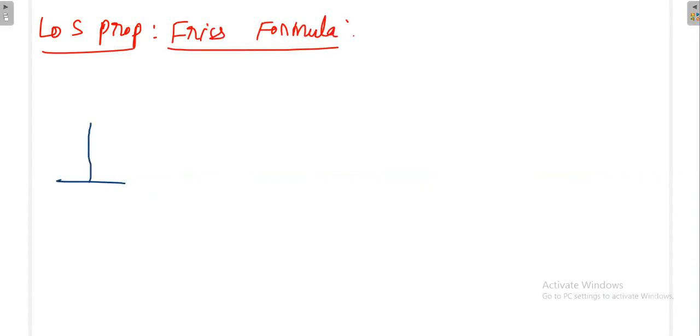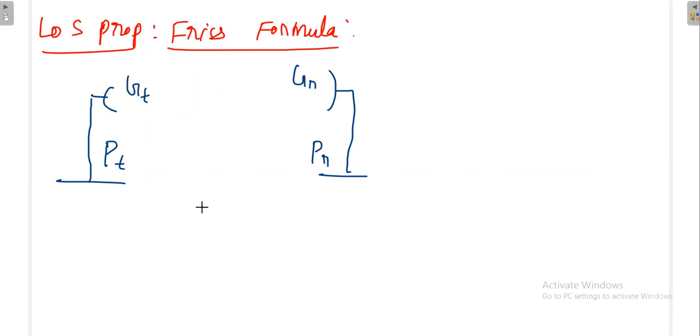Say I have one transmitting antenna and another antenna. This PT is the total power transmitted in terms of watts. In different places we use different notation. This is the gain of the transmitting antenna GT, and this is the gain of the receiving antenna GR. This is the total power received by the receiver. And again we are using directional antennas.